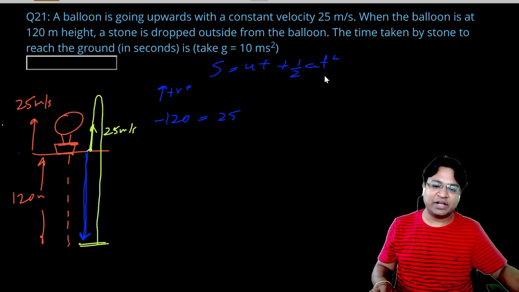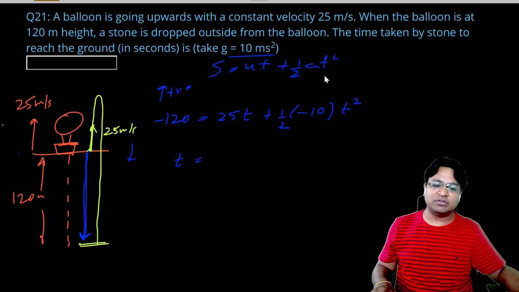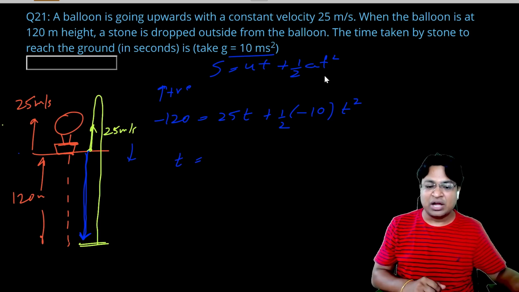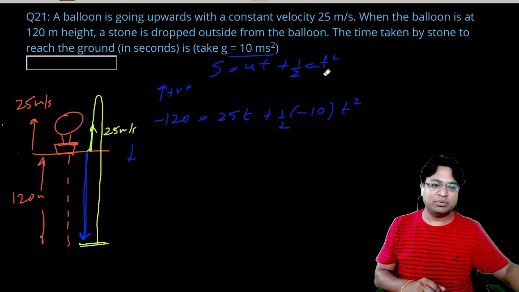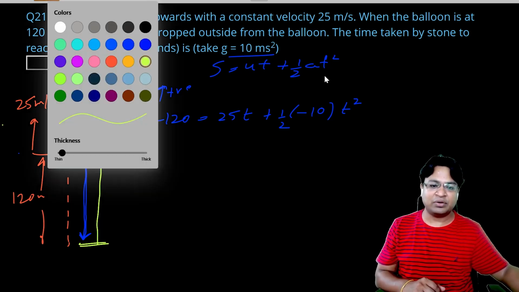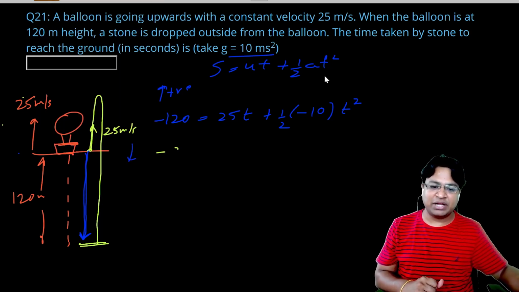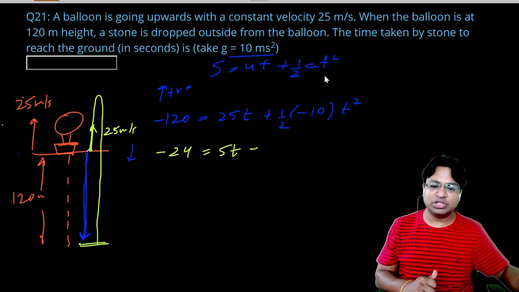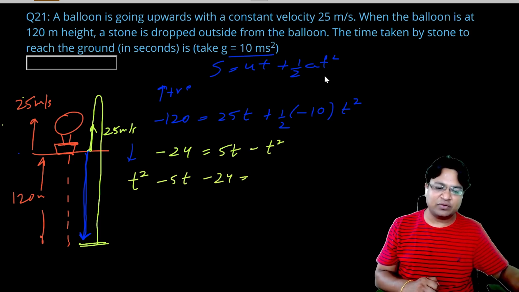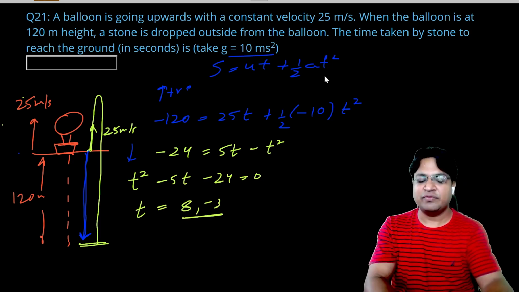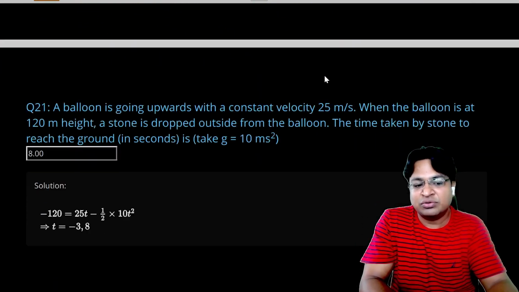U is in the upward direction, so 25 into t, and then half. Acceleration is in the downward direction, so minus 10. The question says to use 10, into t square. You solve this equation to get the answer. When you solve this equation, I think it's going to be a quadratic, so you're going to get two answers. Okay, let's finish it. So this will become what? I can cancel out 4 from 5. So this becomes minus 24 is equal to 5t, and then 5 gets cancelled, and this becomes t square. So it becomes t square minus 5t minus 24 equal to 0. So from here, the value of t comes out to be 8 and minus 3. So we'll reject the negative value and take the positive value. So 8 is going to be the right answer.